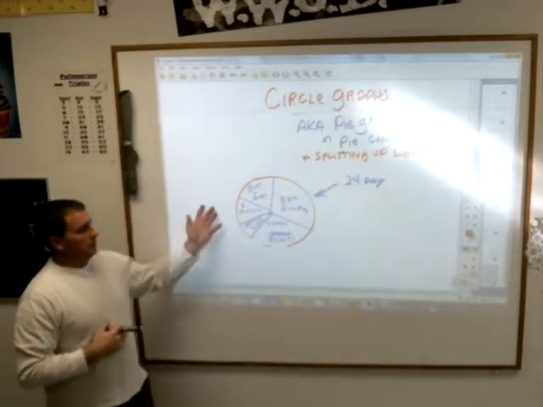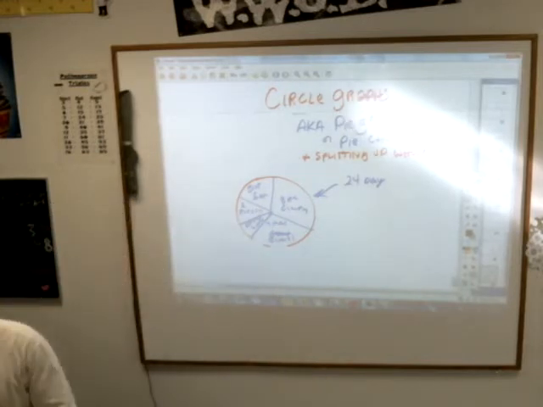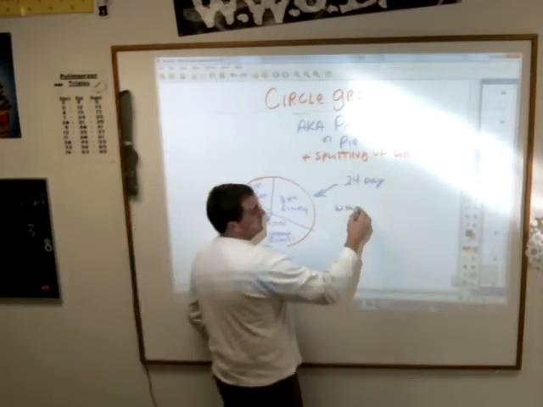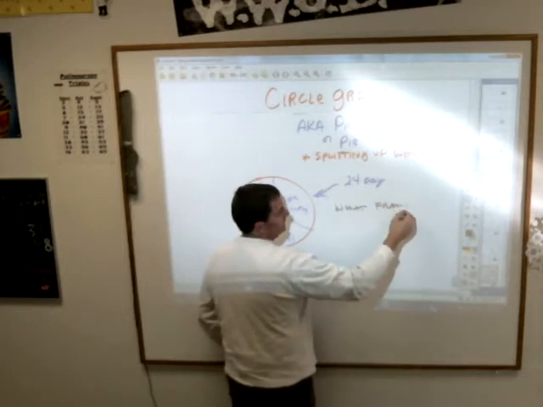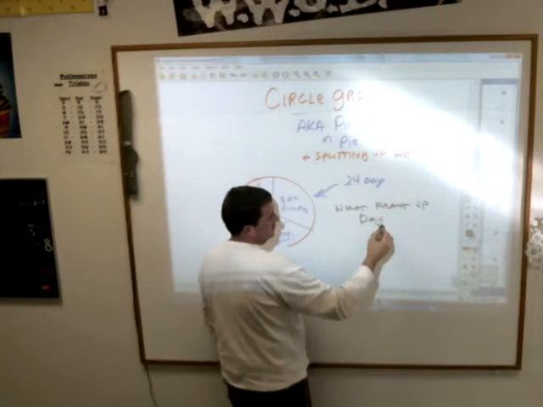So there again, your circle graph, your pie graph just splits up that whole day into different parts. But there's questions that they're going to ask, like this: what fraction of the day do you spend sleeping?